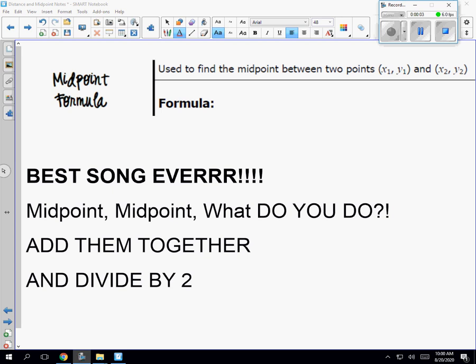Alright, back with another video. We're going to do midpoint. So midpoint is also super important, and it comes up a lot when working with coordinates.